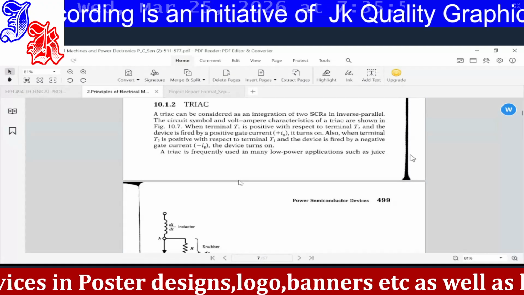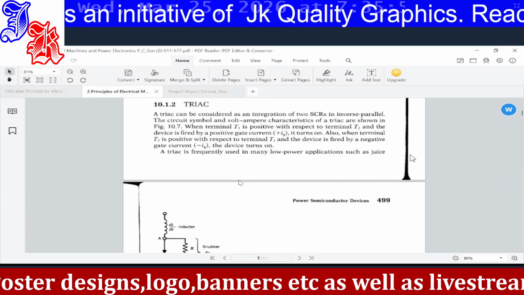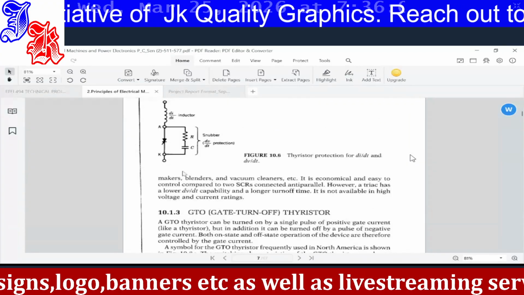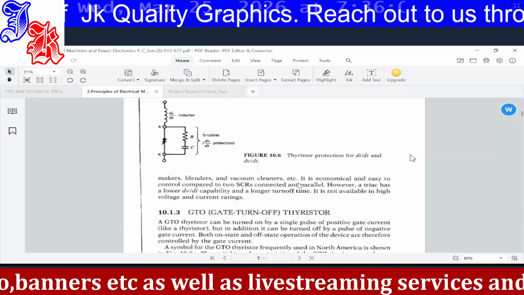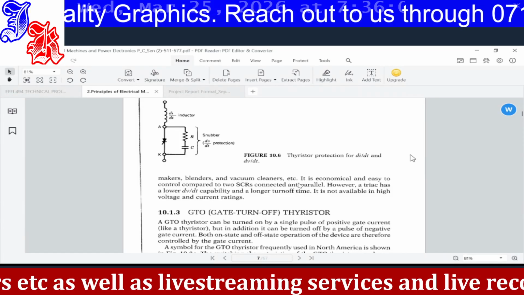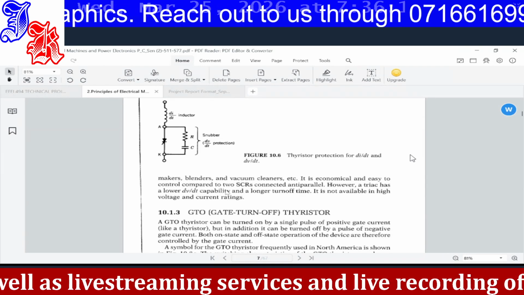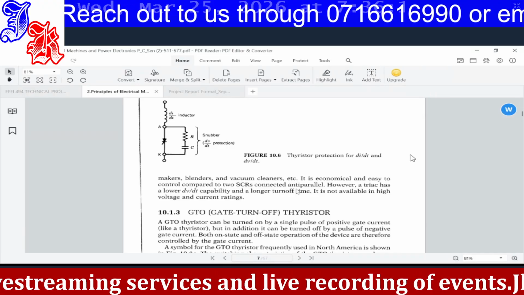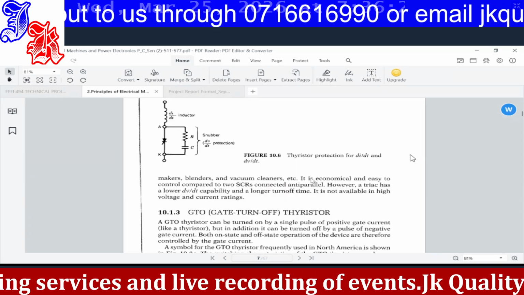switch on. So mostly this kind of connection is applied in low power applications like juice makers, blenders, electronics such as those. So it is economical and easy to control compared to two thyristors connected in anti-parallel. So the aim is to connect them in inverse parallel.